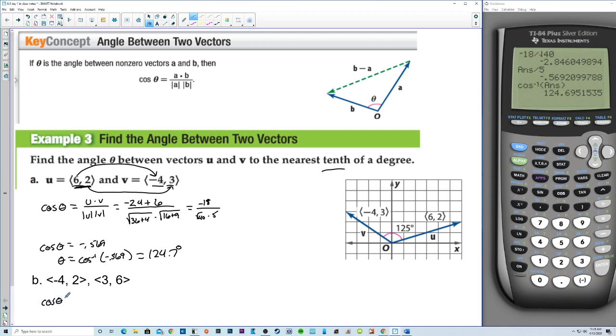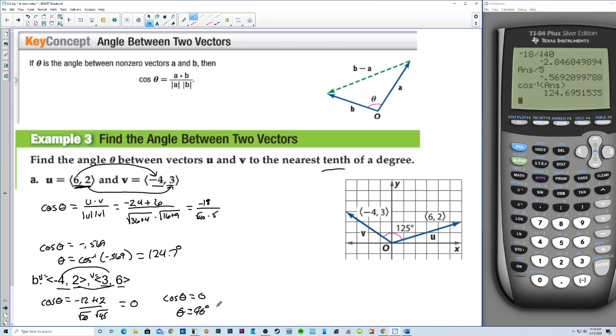We have the cosine of theta is equal to, well, we can call this u, we call this v, but it's the dot product, so negative 4 times 3, that's negative 12, and then 2 times 6, that's plus 12, over the square root of 20, 16 and 4 is 20, times the square root of 45, 9 and 36. There's really no reason to finish this because the top is going to be 0, so it's just going to be equal to 0. So now we want to know where the cosine of theta is 0, and that's at 90 degrees.